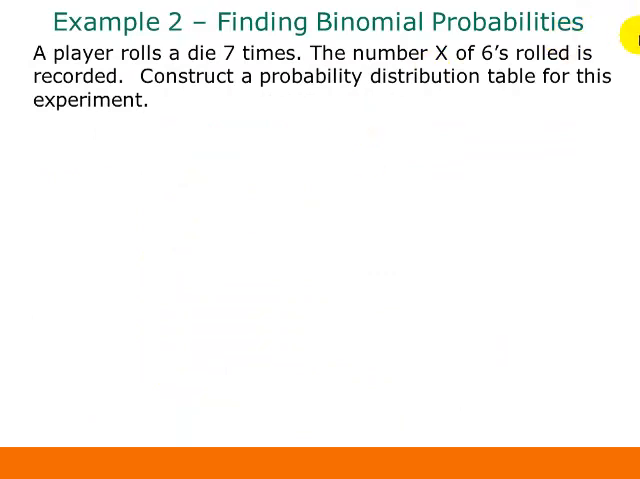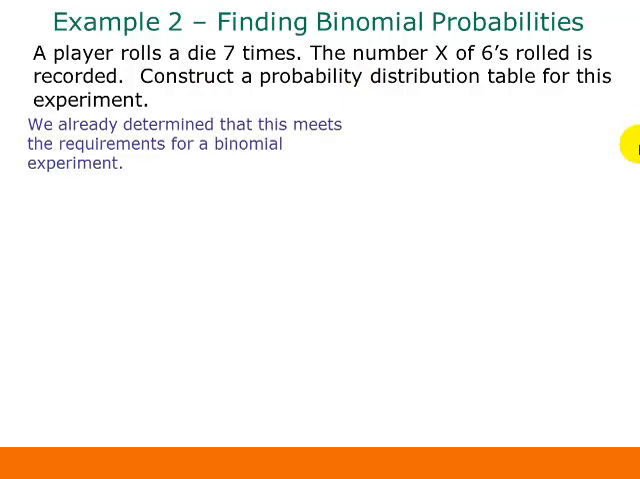Now let's look at a different problem. In this one, a player rolls a die 7 times. The number x of 6s rolled is recorded. Construct a probability distribution table for this experiment. Now this is the same problem that we looked at when we were identifying binomial experiments, and we already determined that this one met all the requirements for a binomial experiment.